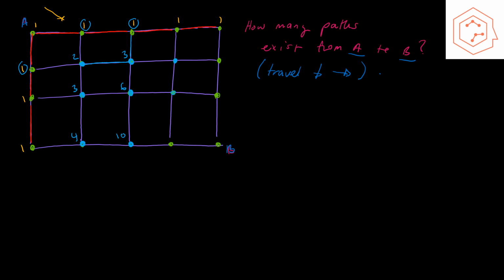And we continue with this pattern. Over here we have 4, 10, 20. And continuing to the last row, we have 4 plus 1, which is 5, 15, 35. And therefore, 35 paths from node A to B, traveling to the right and down only.